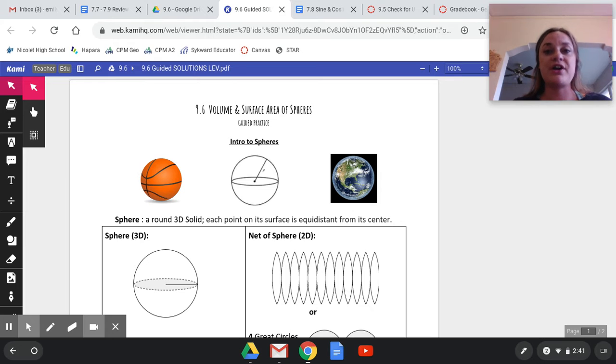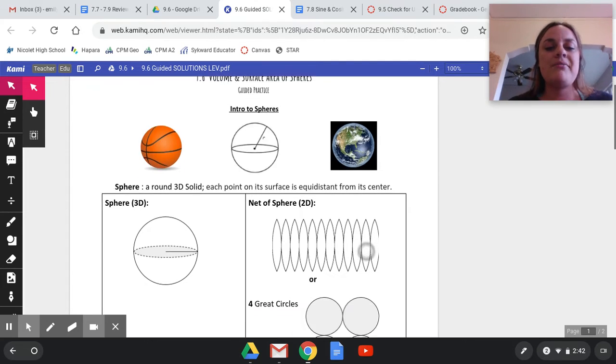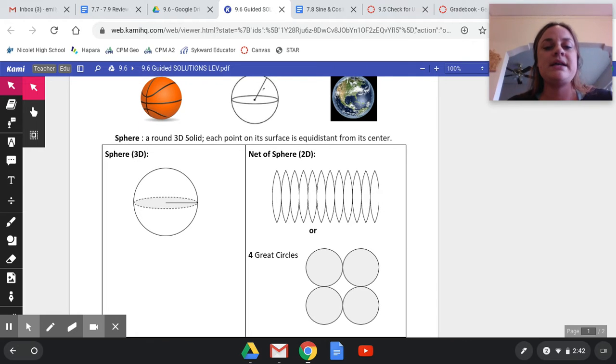When you picture a sphere, you probably picture the Earth or a basketball, just a three-dimensional circular object. Something I want to talk about is a net of a sphere. If you picture a cutie or a little clementine, the net of that, the surface area, would be all of the peel if you peeled it. So that's something you can visualize.